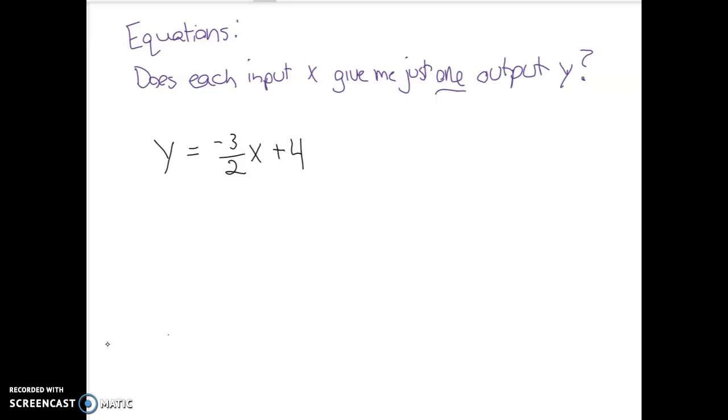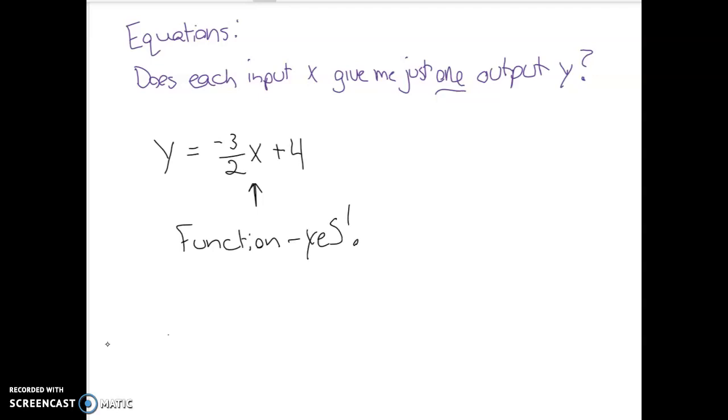Well, let's think about it. If I take a value I put in for X, and I multiply it by -3/2, there's only one number I can get each time. That's not going to come out with multiple answers. So far, so good. If I add 4 to that, that is one answer that I can get. When I add 4 to a number, I am not going to get multiple answers. So this example is a function. Yes, we have a function.